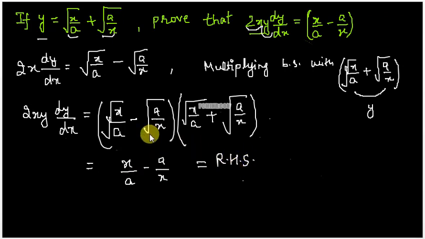I hope you understood how to apply the sum rule for differentiation, and then just use it at your discretion from the question itself. So we need to take 2x to the other side, we need to multiply with y on both the sides, and we get the answer.